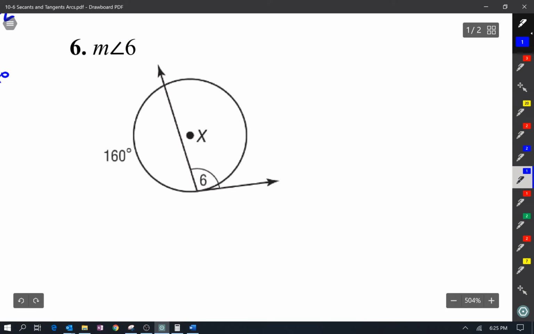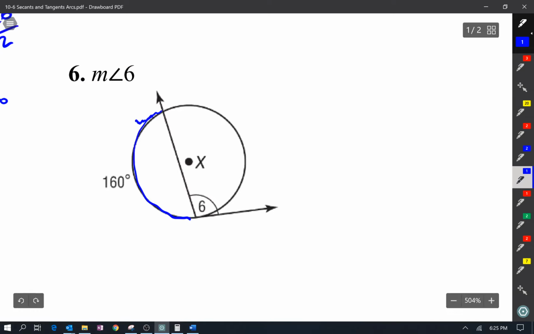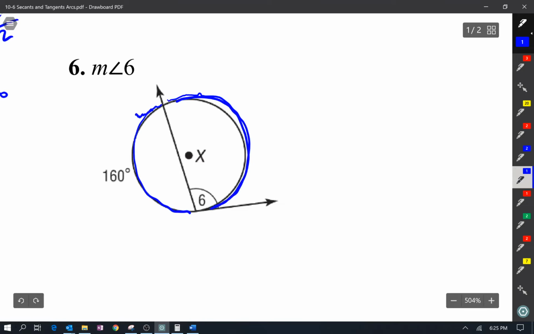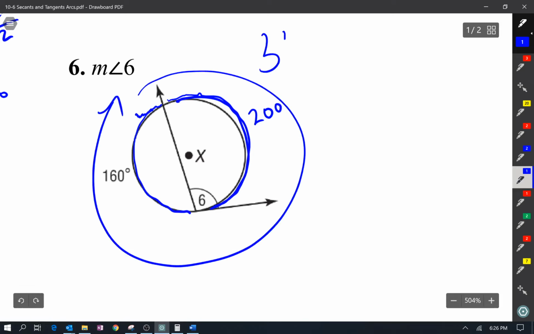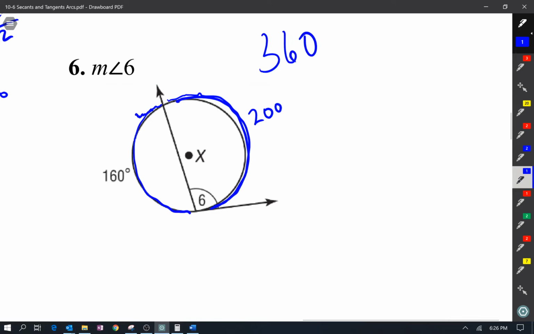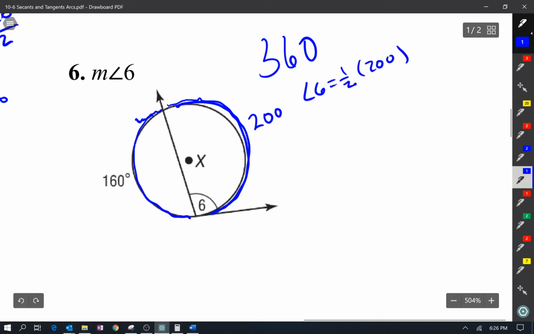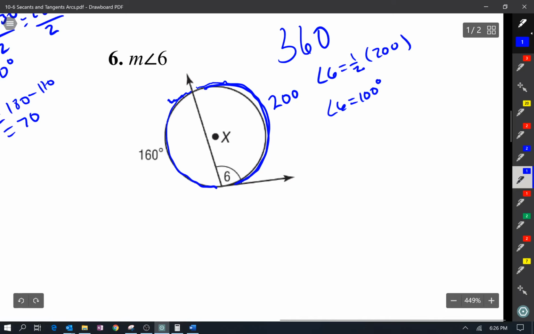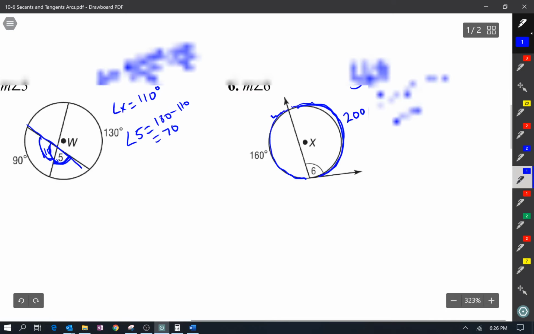All right, so this is another good problem, right? This is 160, from here to here it's 160. Oh, well that means that this must be 200. Why does it have to be 200? Because that makes a full circle, and a full circle is 360. So that has to be 200. Oh, that's cool. So angle 6 is equal to half of 200. So angle 6 is equal to 100 degrees. That's it. All right, on to the next section.